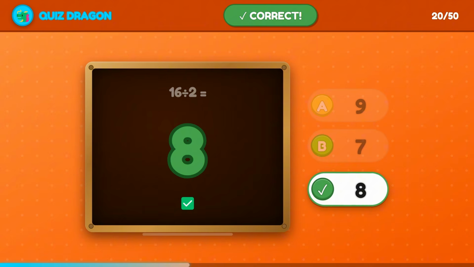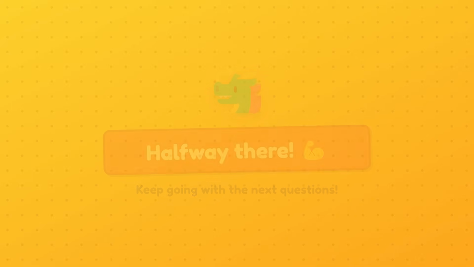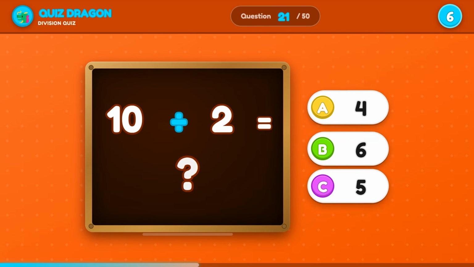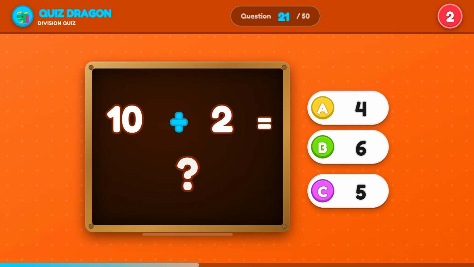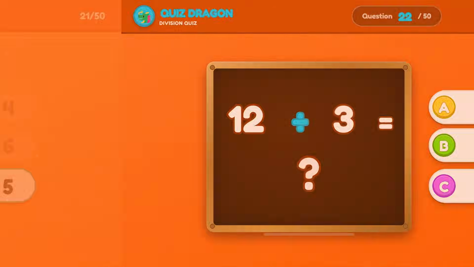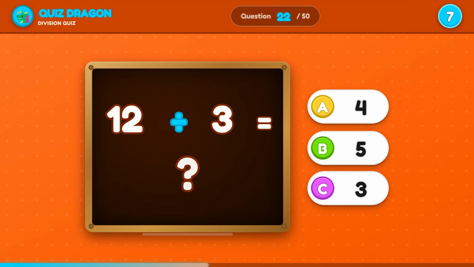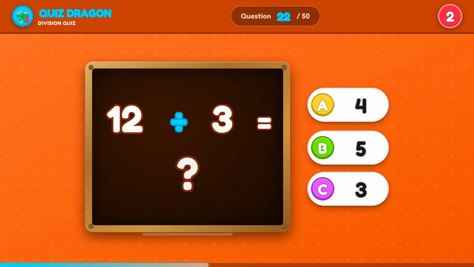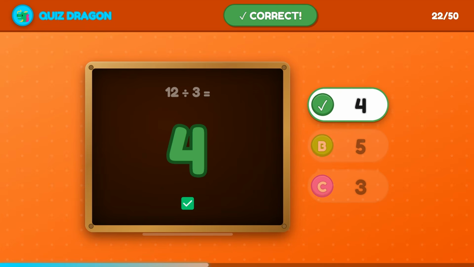The correct answer is C, 8. You are halfway there. Question 21. What is 10 divided by 2? The correct answer is C, 5. Question 22. What is 12 divided by 3? The correct answer is A, 4.